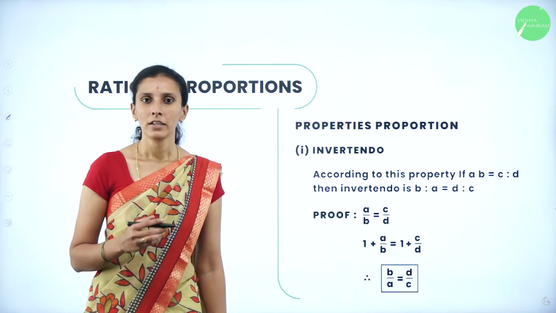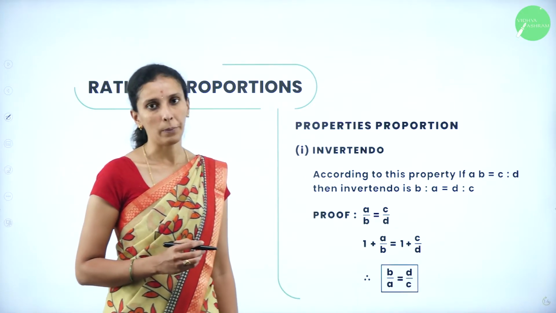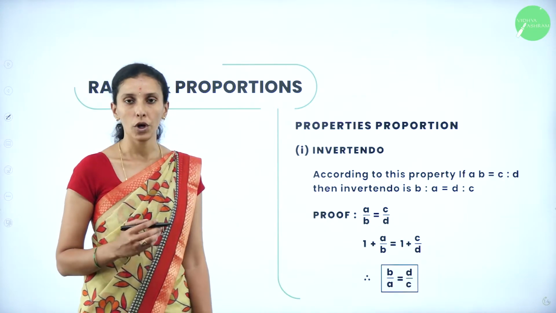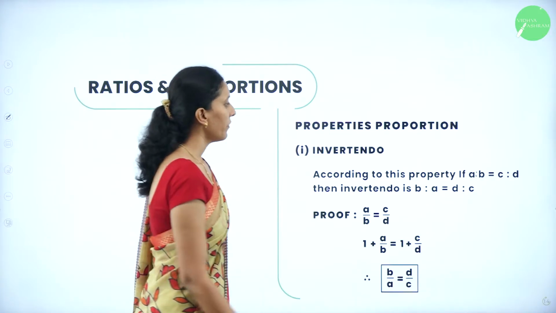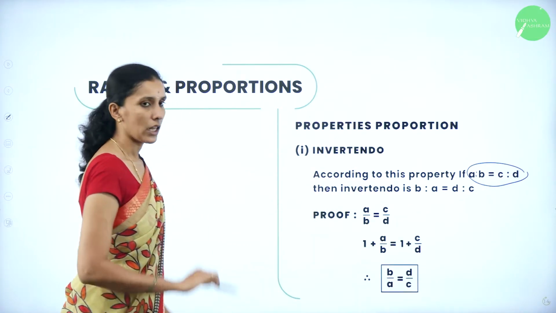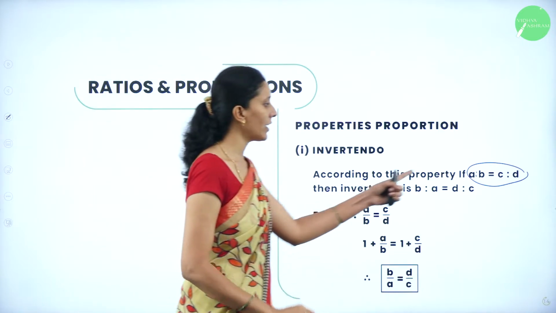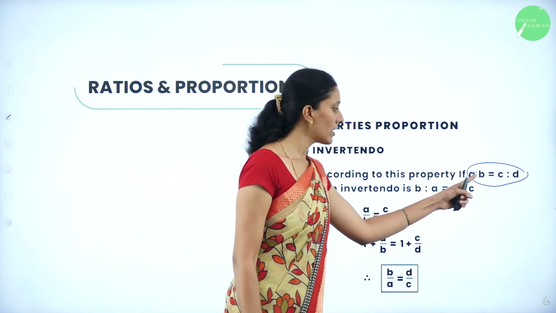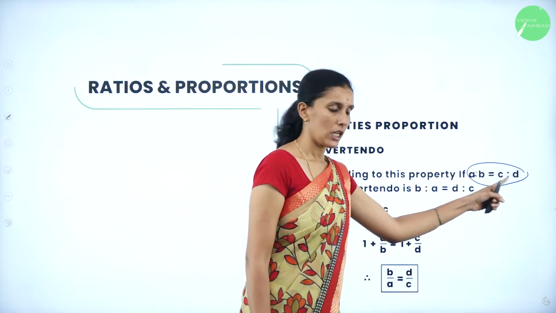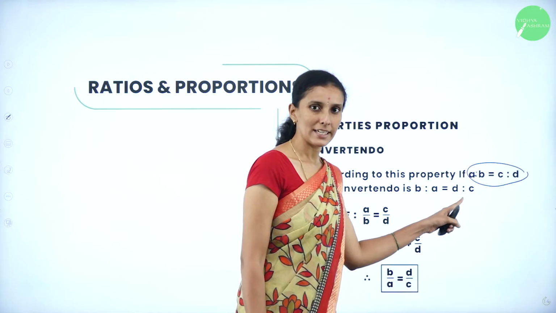Next we have some properties of proportion. The very first property is called invertendo. What do you mean by invertendo? If we have a proportion in this form, A is to B is equal to C is to D, then the inverse of the ratio, if A is to B is a ratio, the inverse of this ratio is B is to A, and C is to D is the ratio, the inverse of that ratio is D is to C.